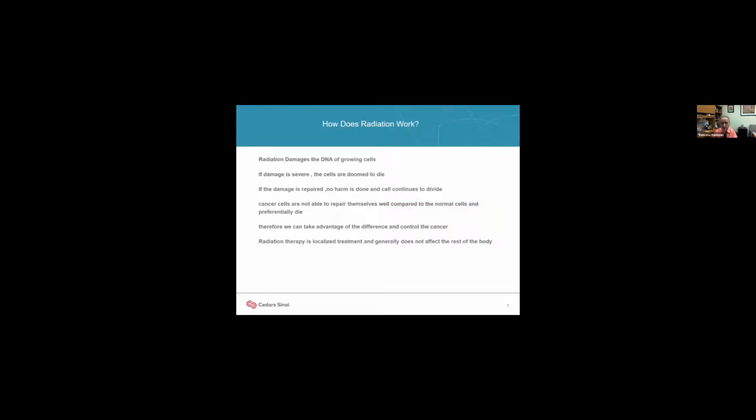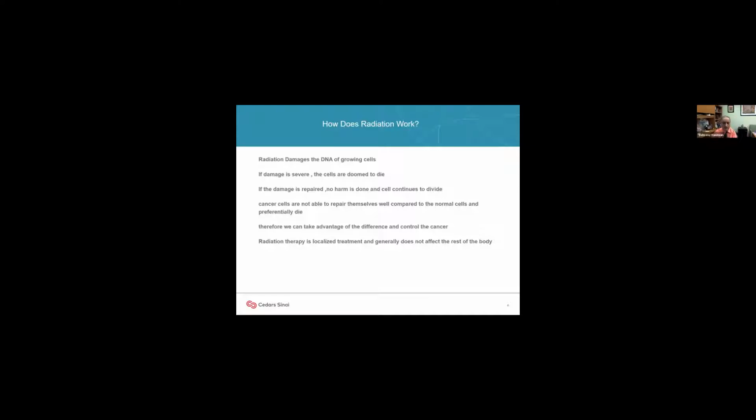So what does radiation do? It causes damage to the DNA of growing cells, and cancer cells, that's what they do. They grow, and hopefully the radiation will cause some damage to these growing cells. Now, there are other tissues inside the body that also grow, like skin, like the GI tract, like the mucosal membrane. And if we point the radiation to these sites, there can be some damage to these tissues, and that's where we see some of the side effects of radiation. But fortunately, these side effects are minimal, and if there's any irritation of, for instance, the skin, after the treatment is completed, that irritation will go away.